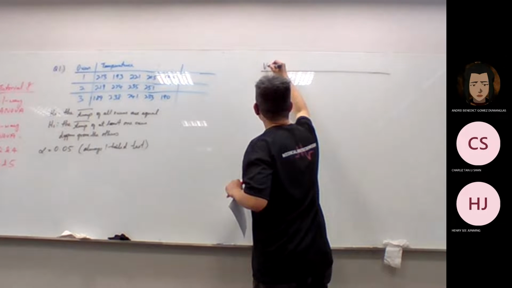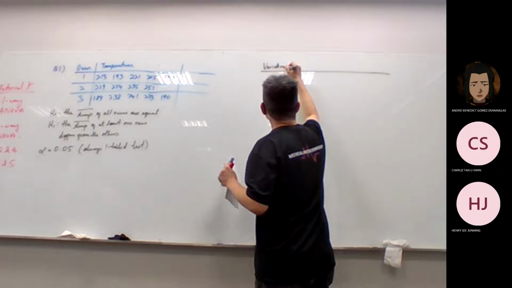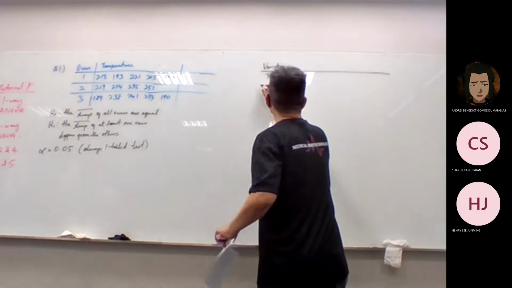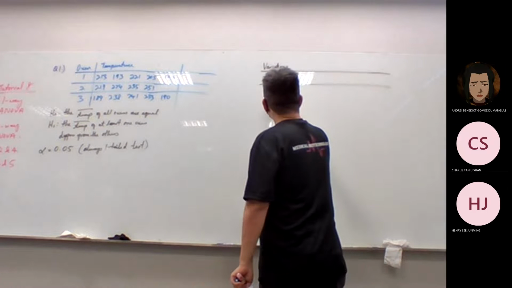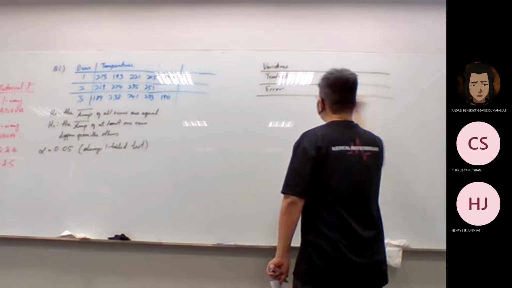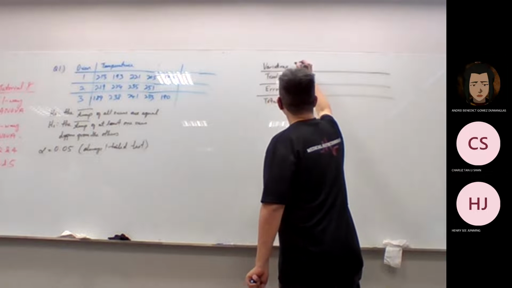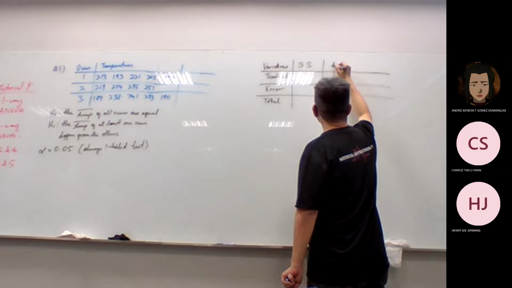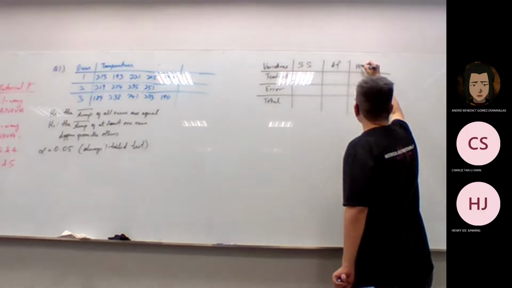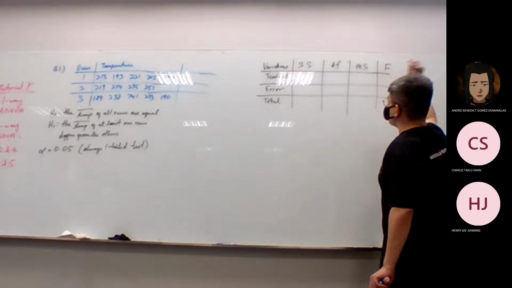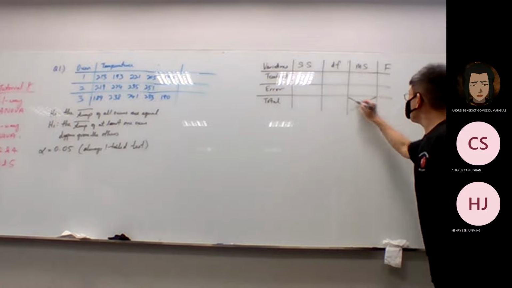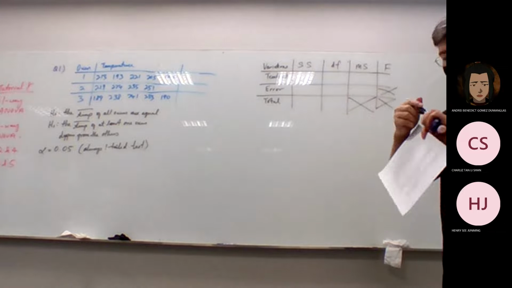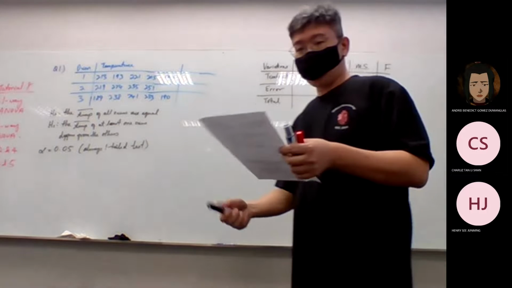Okay, you have the variations: treatment, error, and total. Then you have sum of squares, degrees of freedom, mean sum of square and your F statistics. The only thing you don't bother with is the last three cells.